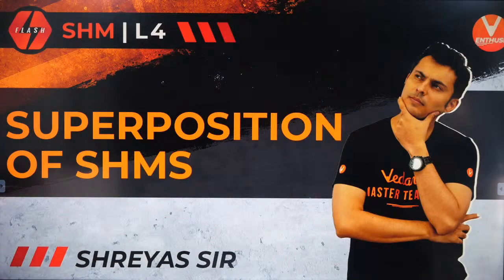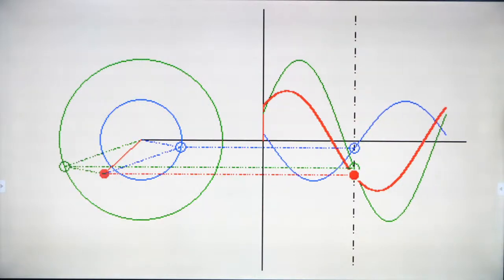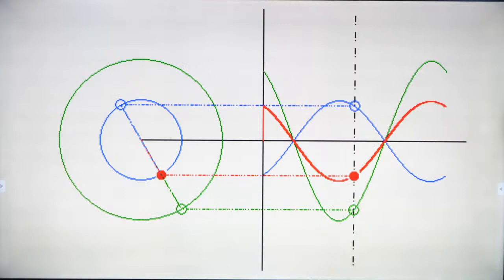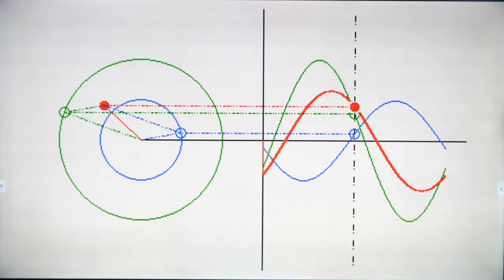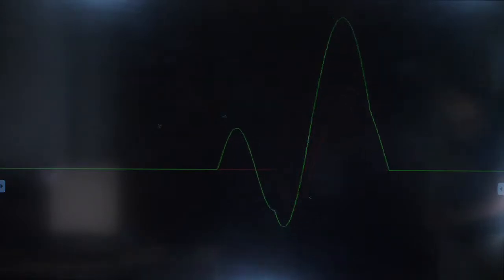Session number 4 of SHM. And today we are going to see how to add SHMs in 1 dimension and 2 dimensions, and it's going to lay the foundation for interference of waves in light, sound and waves on a string, where we are going to see constructive and destructive kinds of interference.